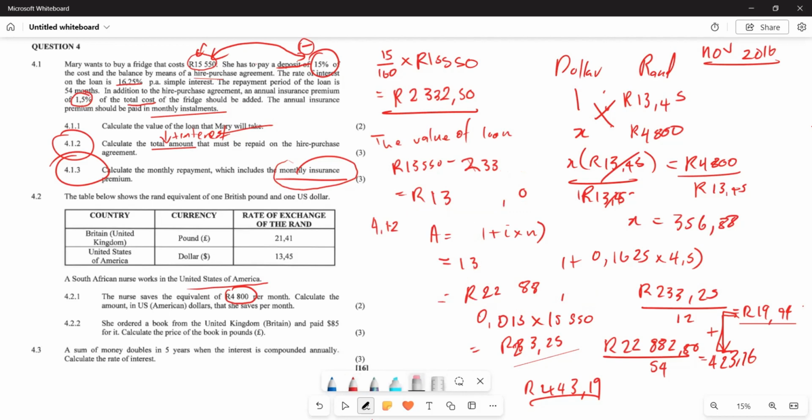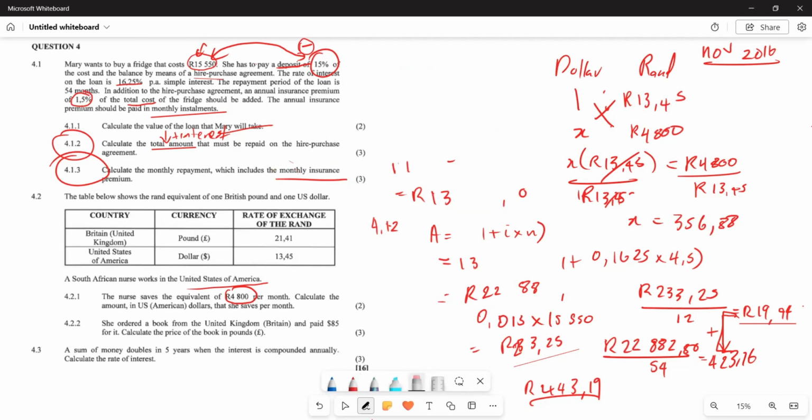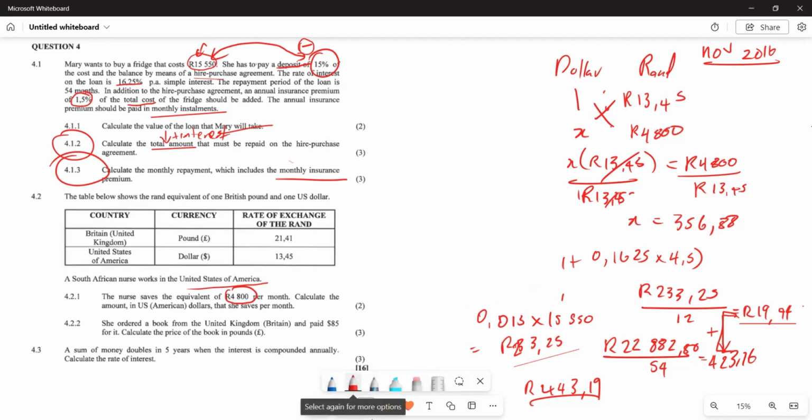Now let's see now in terms of what else can we do now. Now if you can look at your 4.2.2, what is it that you are doing them? Now they say she ordered a book from your United Kingdom, which is Britain, and paid $85 for it. Calculate the price of the book. In what? Now the price of the book in terms of what? In terms of your British pound.